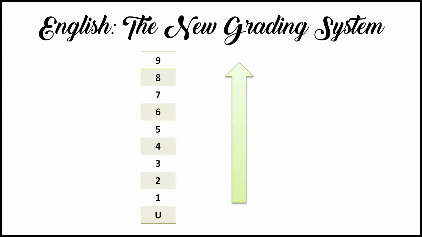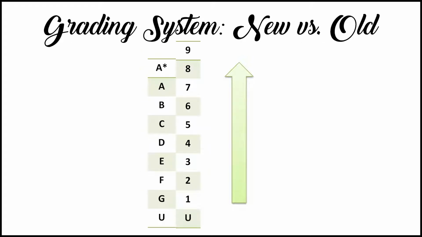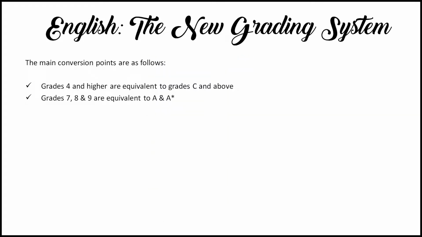The new system uses numbers 9 to 1, 9 being the highest and 1 being the lowest, and once again U or unclassified being awarded to those who fail. Under the old system there were 8 different grades, whereas there are now 9 different grades under the new system. Ofqual, the official body that sets the grading structure, has published the following information.